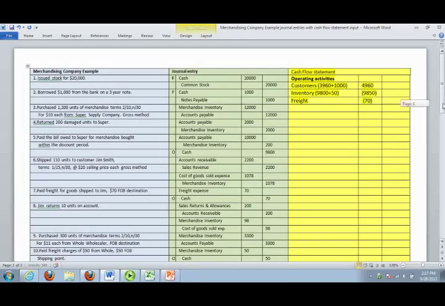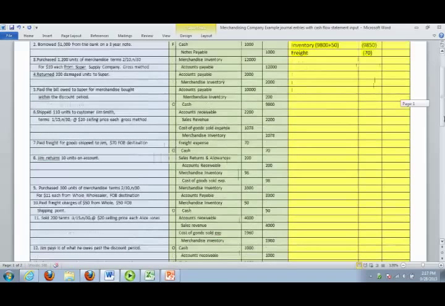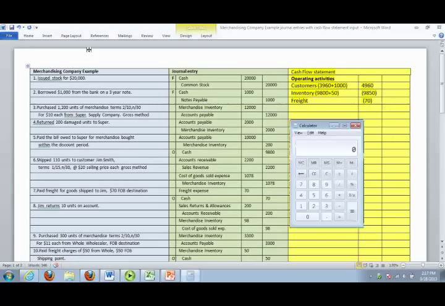Okay, so that should be all the operating items. It's 1, 2, 3, 4, 5 items. So 1, 2, 3, 4, 5. Okay. Hopefully we got everything, but you never know. And I didn't do this, I did this on a Word document. So let's just do the calculation. I'm not sure why I did it that way, but anyway.